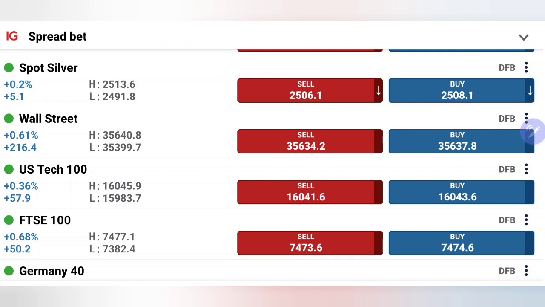Which position should you take in Nasdaq 100 and Dow Jones in order to profit? We will see with the help of charts and indicators.